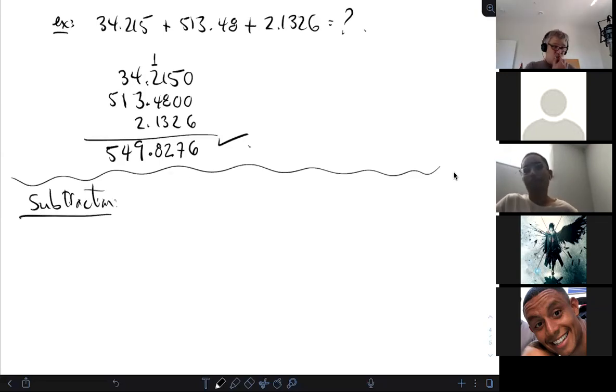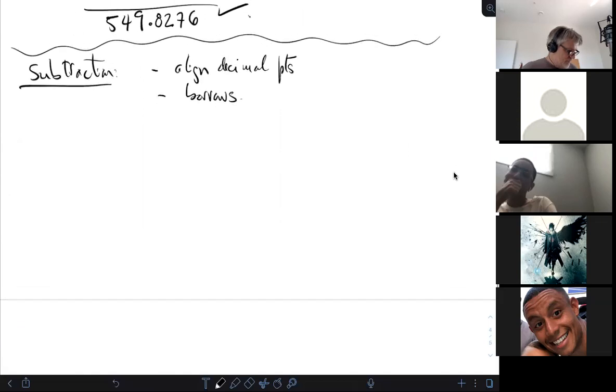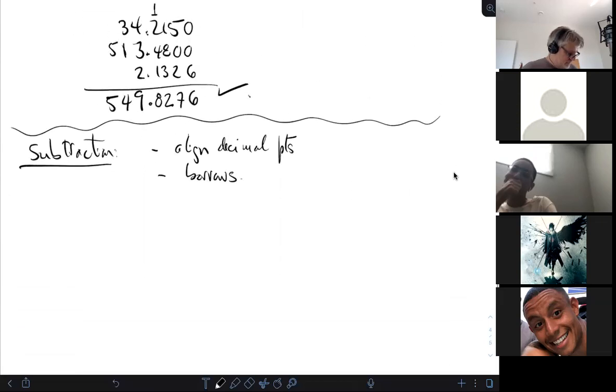Okay. So key ingredients, just like addition, you have to align your decimal points. That's important. And it's not carries now, it's borrows. It works the other way around. And let's be very careful with that as we go, okay? So here is an example.